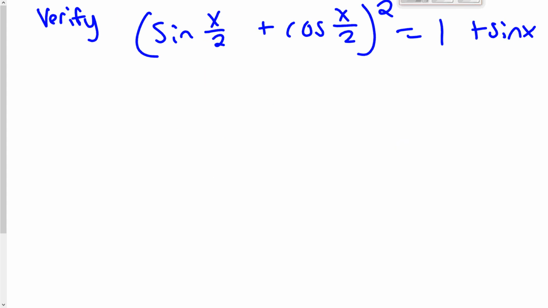Okay, last example is verifying, right? So we can't multiply both sides by something or anything. You just got to work one side. So we got to rework one side. The more complicated side, this is squared, so that means I'm going to have to square this. I'm going to have to FOIL this out.